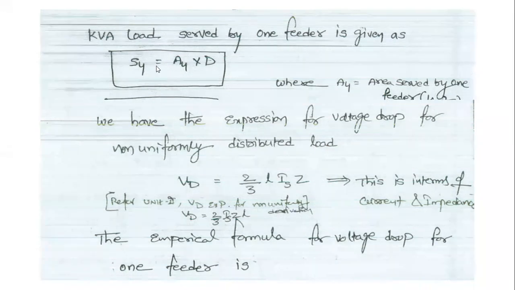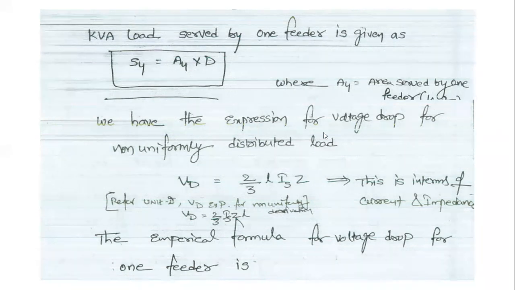Therefore, S4 is equal to A4 into D, where A4 is the area served by one feeder.